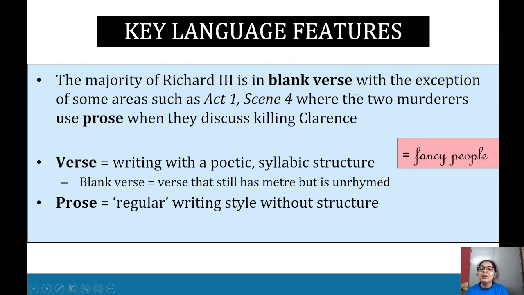So we see the whole plays in blank verse because we've got kings and dukes and queens. They're all influential people. They're talking in verse. But when we get the two murderers, this tells us that they're just normal people who Richard has hired to kill his brother, they speak in prose. They speak in normal commoners' language. And that's to highlight the class.